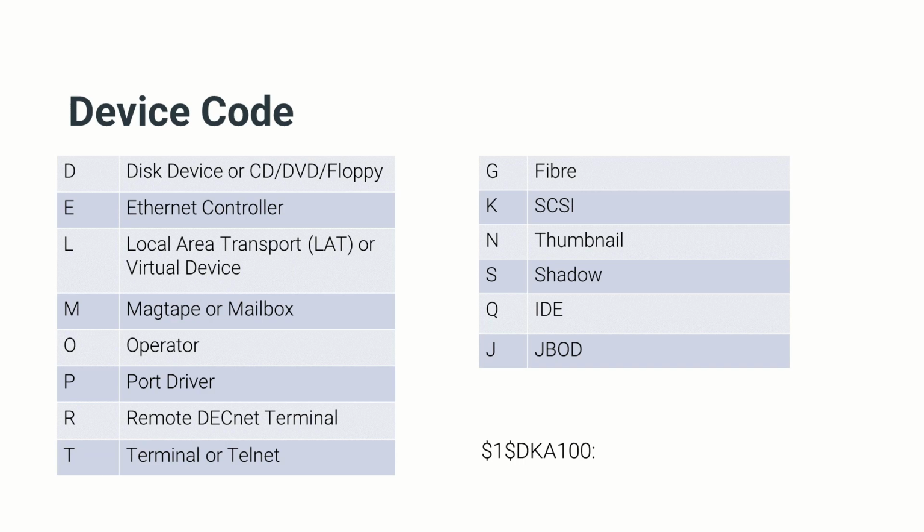Look at the tables on the slide. The table on the left contains the common first letters, and the table on the right, common second letters. And below the table, there is an example of a device name. The one between 2 $ signs is the allocation class. Then EK stands for SCSI disk. A means that the disk is connected to the first controller. 100 is the device's unit number on the first controller.